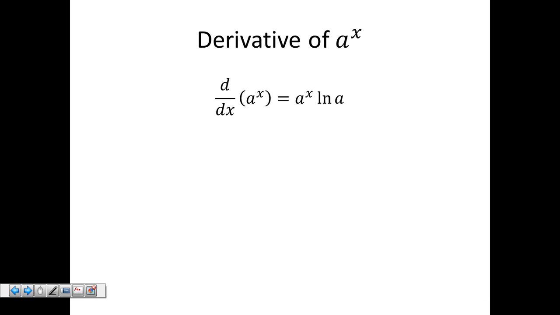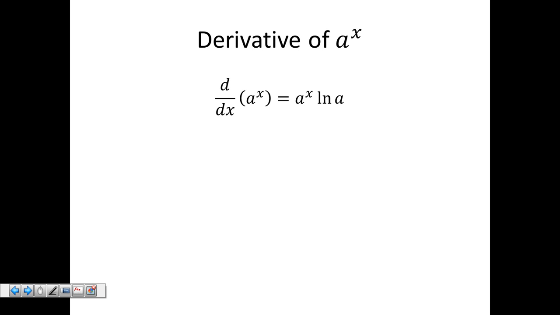Now let's learn a new rule here, the derivative of a to the x. So this is like our e to the x rule, but the base number is not e. So that base number could be 5, could be 22, could be pi, any constant other than e. And we find out that the derivative of a to the x is equal to a to the x. So it's part of its own derivative times the natural log of a.